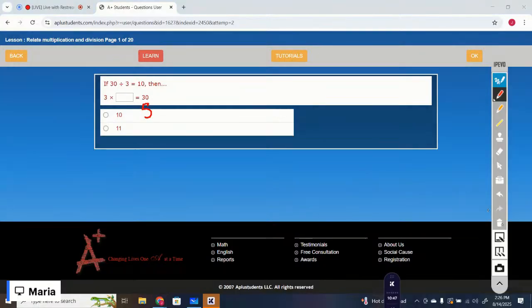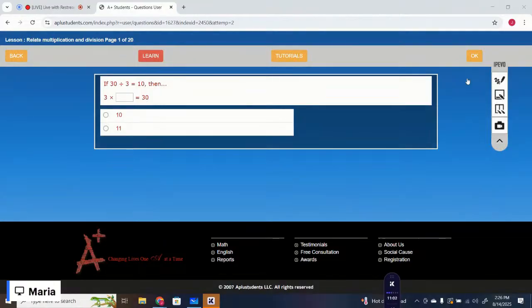If 30 divided by 3 equals 10, then 3 times what number is 30? The numbers must be the same, just the order of operation is different. 3 times 10 is 30. So the missing number is 10. Option number 1 is the correct option. 10 it is.